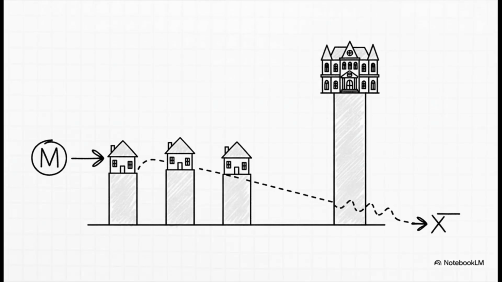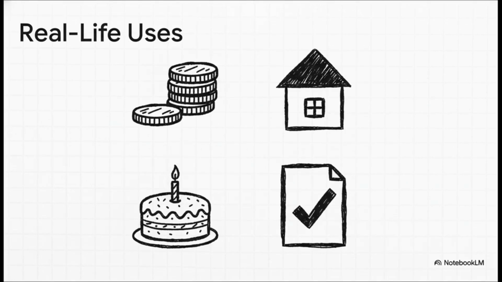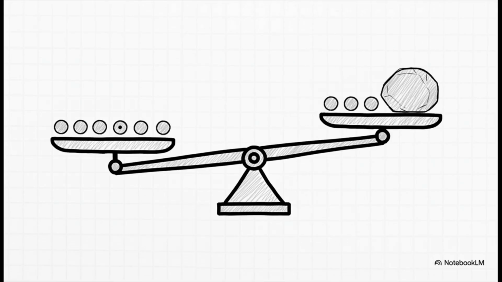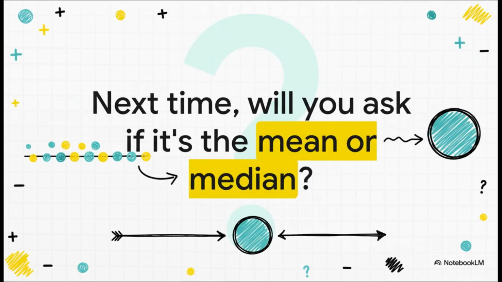So here's the deal. For things like income or house prices, the median is way more realistic. That's exactly why you see it used for stuff like income, age, or home prices. Bottom line, the median shows you what's truly typical when you've got those extreme numbers. So, next time you hear a stat, you'll know to ask, wait, is that the mean or the median?